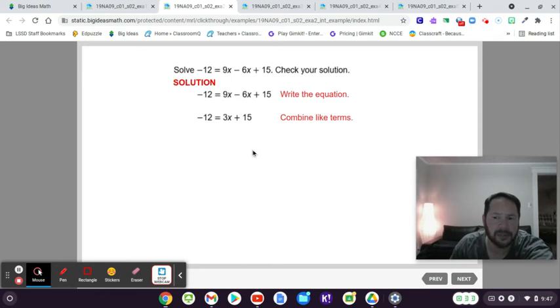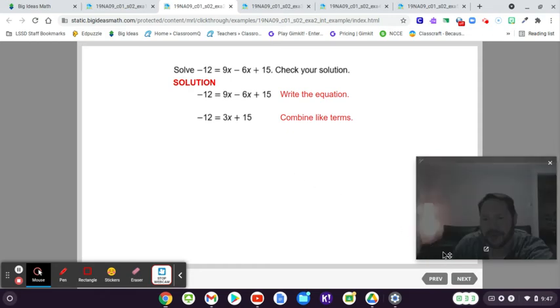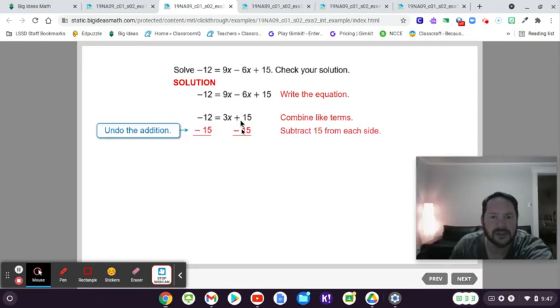So now what's your next step? You subtract. Hopefully that's what you said. So subtract 15 on each side because we're trying to get this x by itself. So this plus 15 needs to go away. When you subtract 15 on each side, you now have negative 27 over here. And then you just have 3x here. The 15's gone because you subtracted 15 from 15.